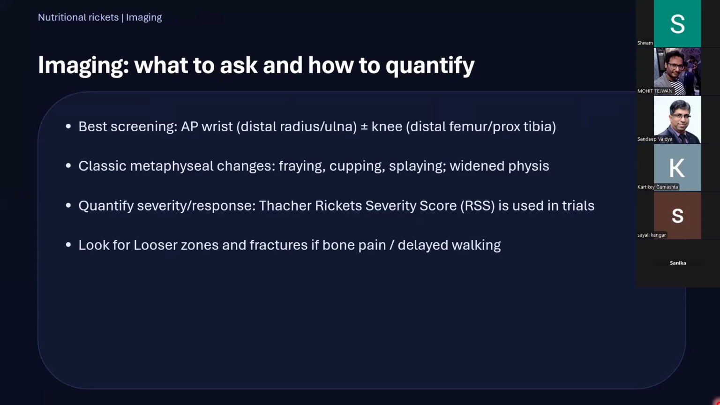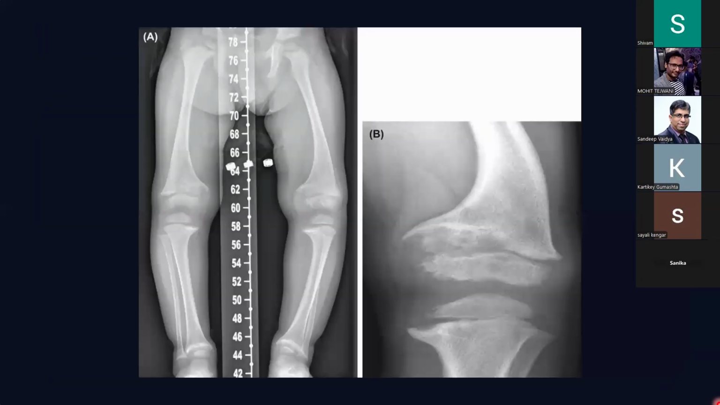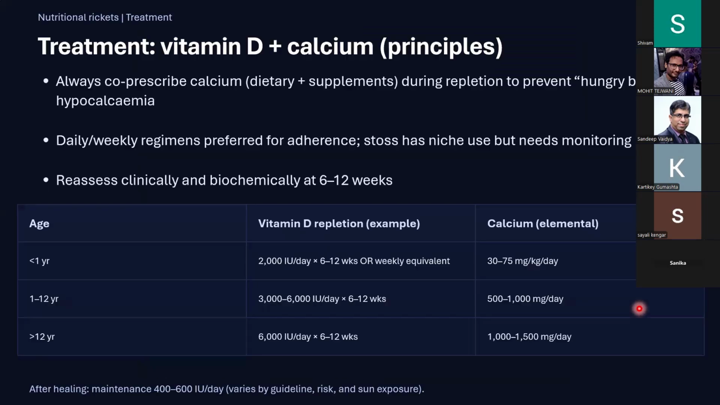So basically, we ask for AP wrist and knee X-rays in which we can see metaphyseal changes: fraying, cupping, splaying, widening of the physis, and we look for Looser zones and fractures if bone pain and delayed walking are there. This is an example of a rachitic X-ray, and you can see there is widening of the metaphysis, and you can see splaying and metaphyseal widening as well. Such X-ray changes can be seen on the wrist as well, which causes the widening of the wrist.